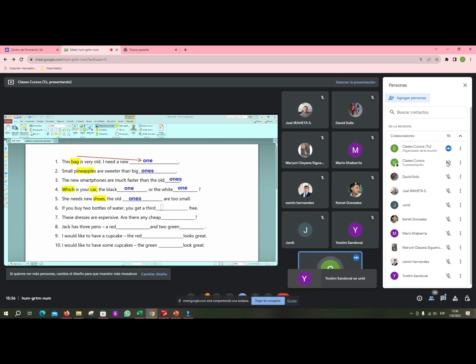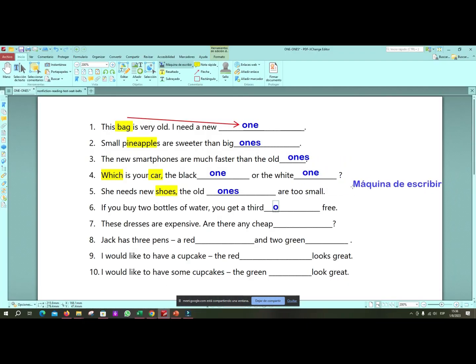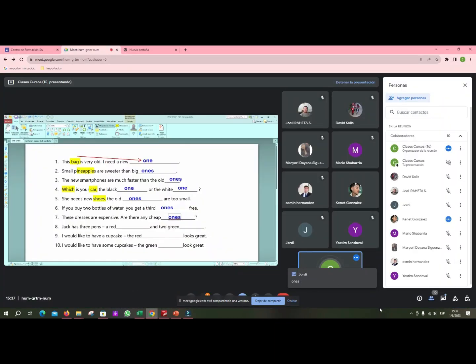6. If you buy 2 bottles of water, you get a third free. Once? Yes, you're talking about what? Bottles, right? Yes. So in that case, you need ones. That's good. What about 7? These dresses are expensive. Are they any cheap ones? That is ones, because you're talking about, in that case, dresses. Yeah, perfect. That's good.